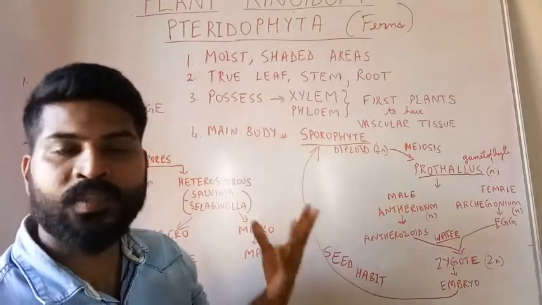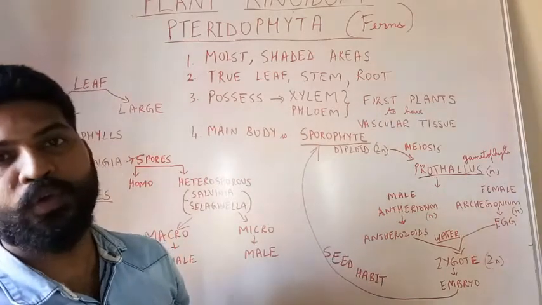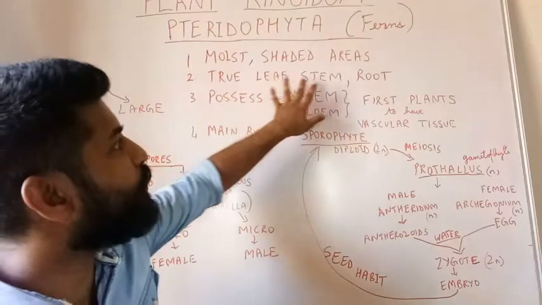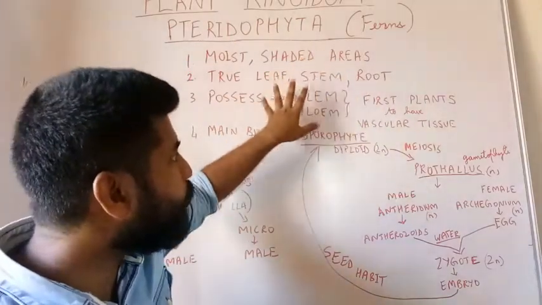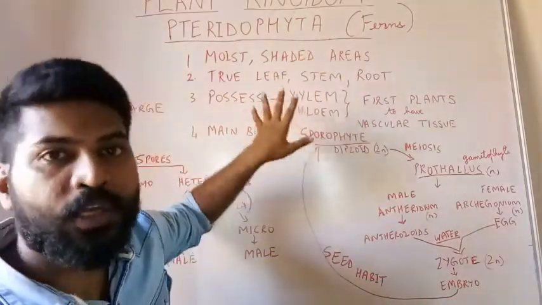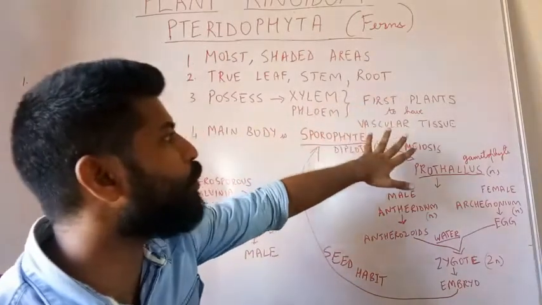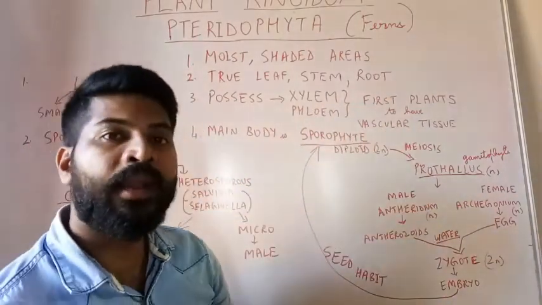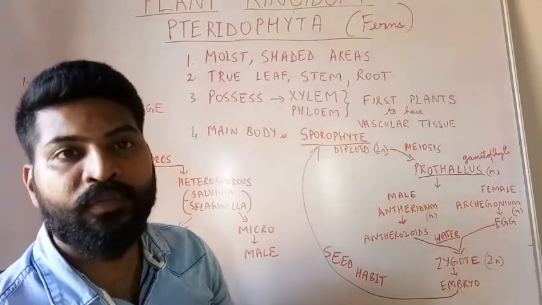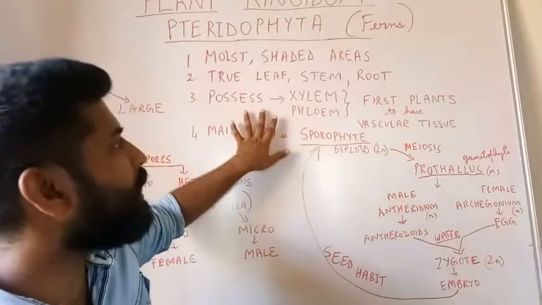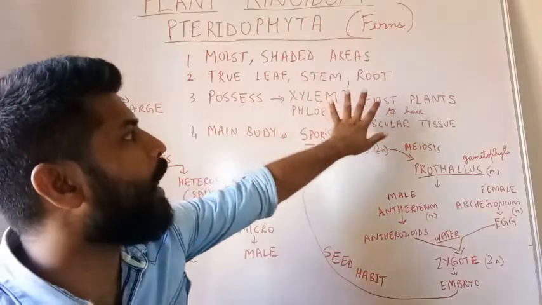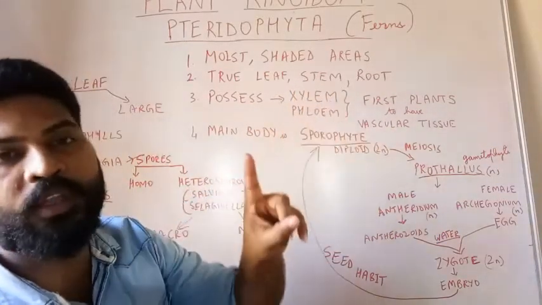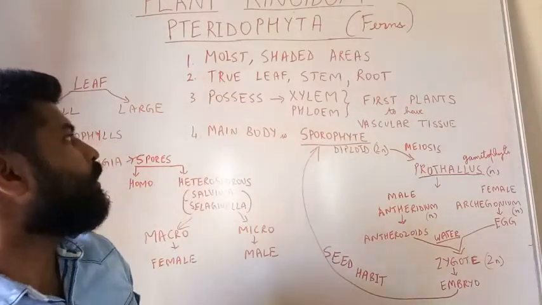Both in the algae as well as in Bryophyta, there were no stem, root or leaves, but these have leaf, stem and root, and due to this, these are also the first plants to show vascular tissue. In algae and in Bryophyta, xylem and phloem are absent. The leaves, stem and root possess xylem and phloem for the first time.